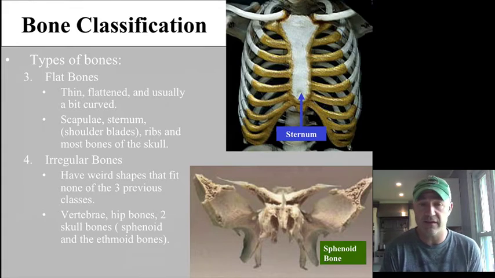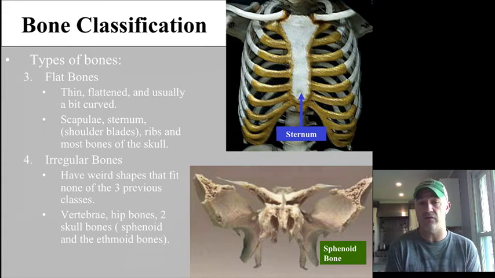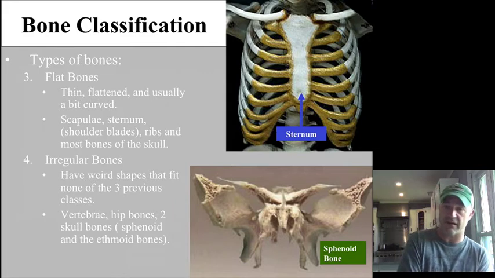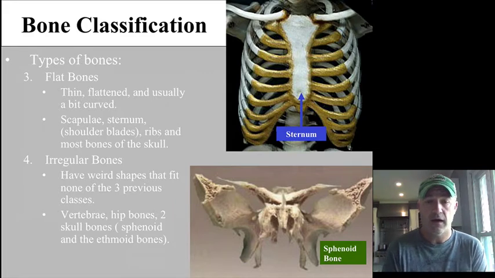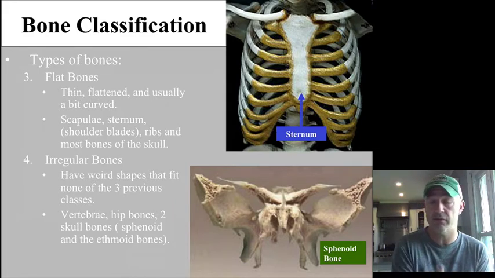So weird shapes that don't fit in the other ones here, things like your vertebrae, your hip bones, the sphenoid bone, which looks like a bat, so bat bone there. These are all considered to be irregular bones.